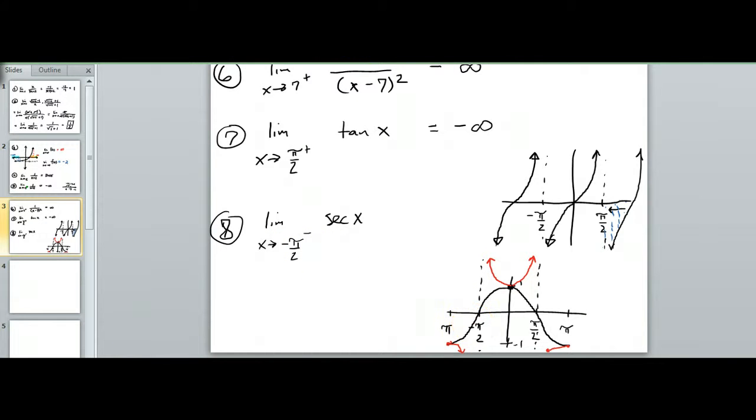Here's negative pi over 2. Alright, and we're coming in from the left. So we're coming in this way. So as we, again, we're doing this, it's like this black line's not even there. So as we come in from the left, how do I get to the red curve? The red curve is the secant. I go down towards negative infinity. Alright, so as we approach negative pi over 2 from the left in the secant function, we get negative infinity.